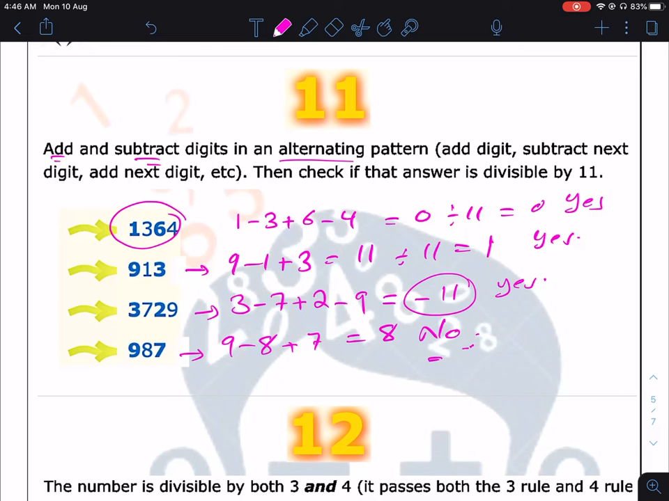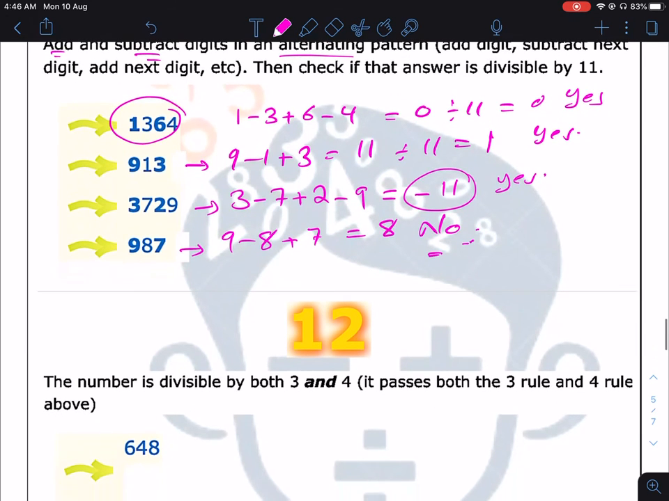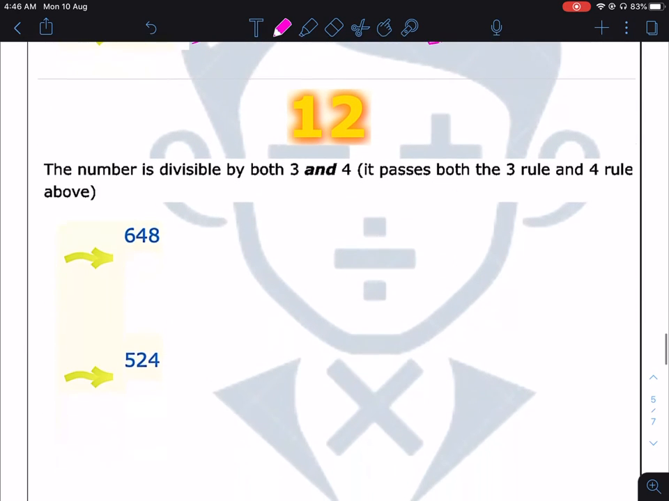So in the case of 11, you try to find the sum by alternating signs. One time say minus, one time say plus. Minus, plus, minus, plus, and so on.